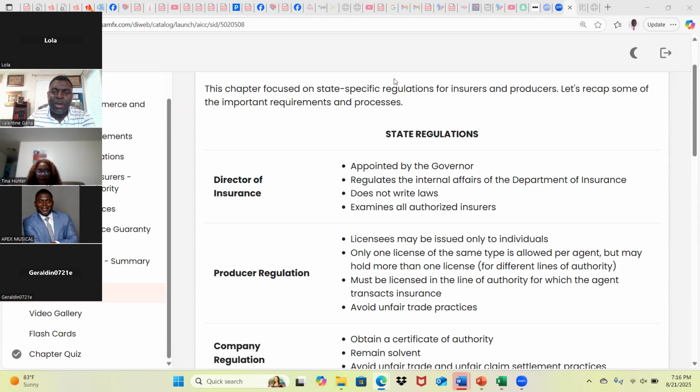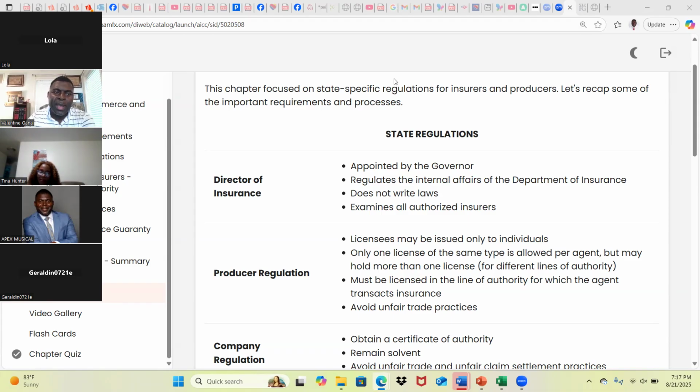Remember, the State Commissioner of Insurance or the State Director of Insurance is the one who authorizes insurance companies to function in a state. And again, there are some terminologies that you'll see in the exam, terminologies such as what a domestic insurer is, what a foreign insurer is, and what an alien insurer is.